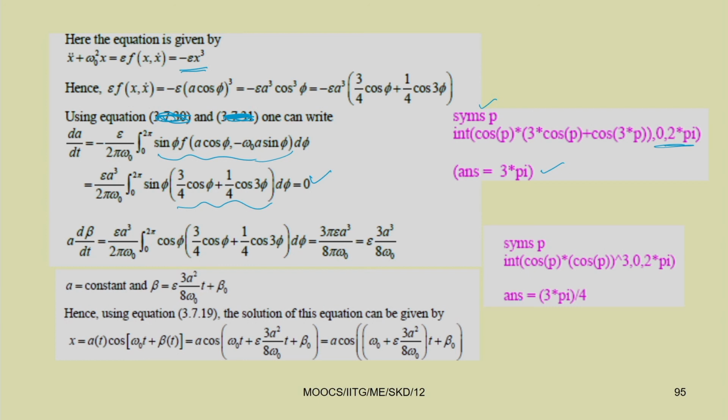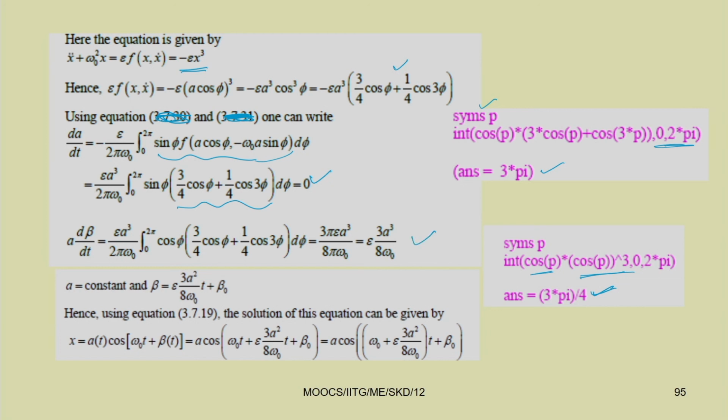Similarly, otherwise, if you do not want to expand using cos q phi, you can keep it that way also, cos q phi. Simply multiply cos phi into cos q phi and integrate from 0 to 2 pi, and it will give the same answer, that is 3 pi by 4. So, you can substitute it in that equation to get the solution.